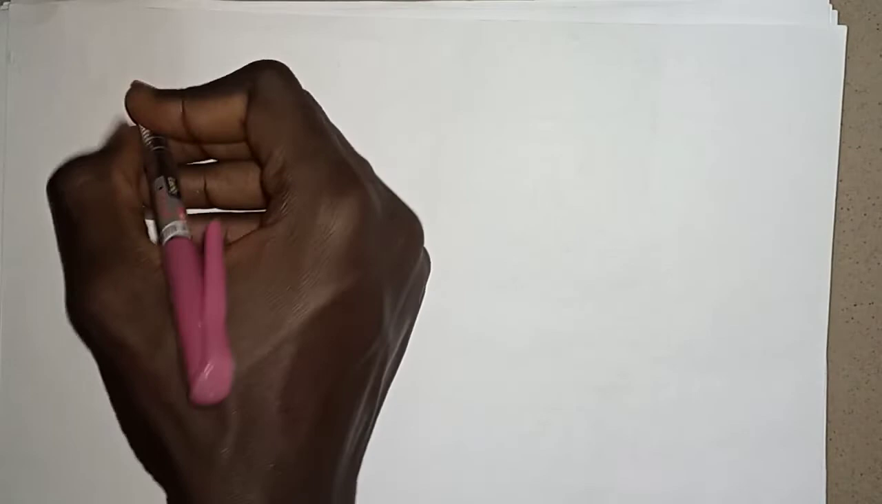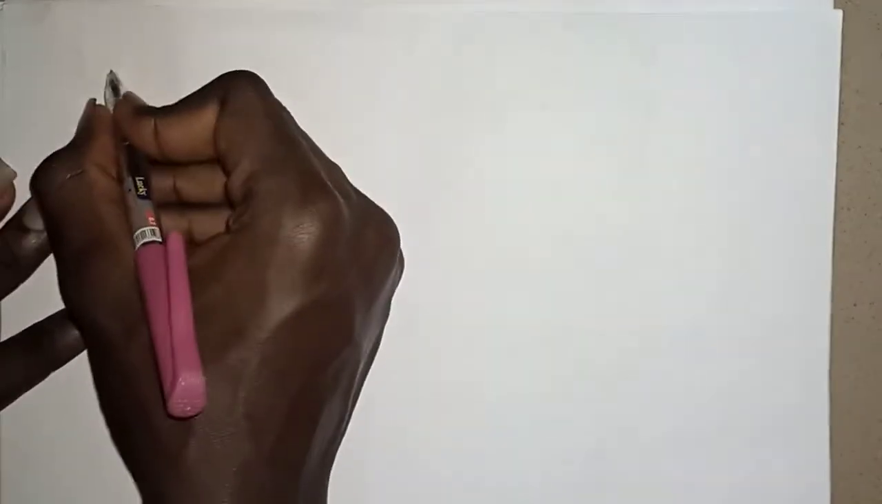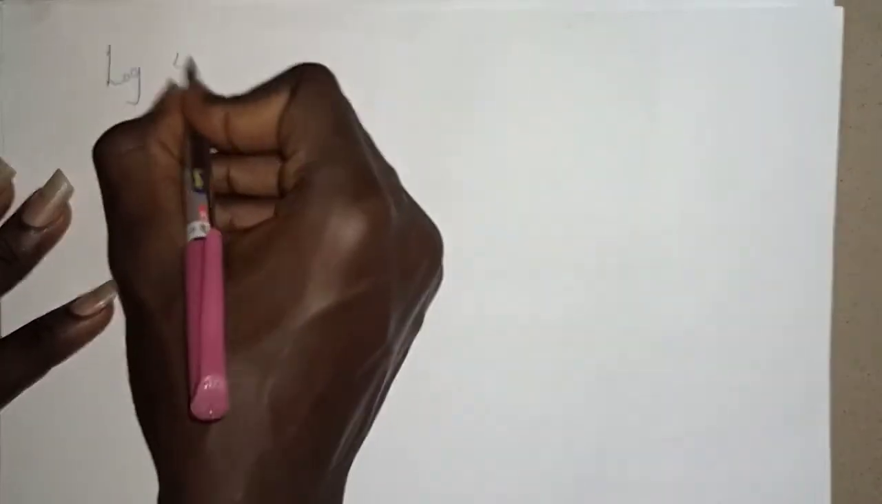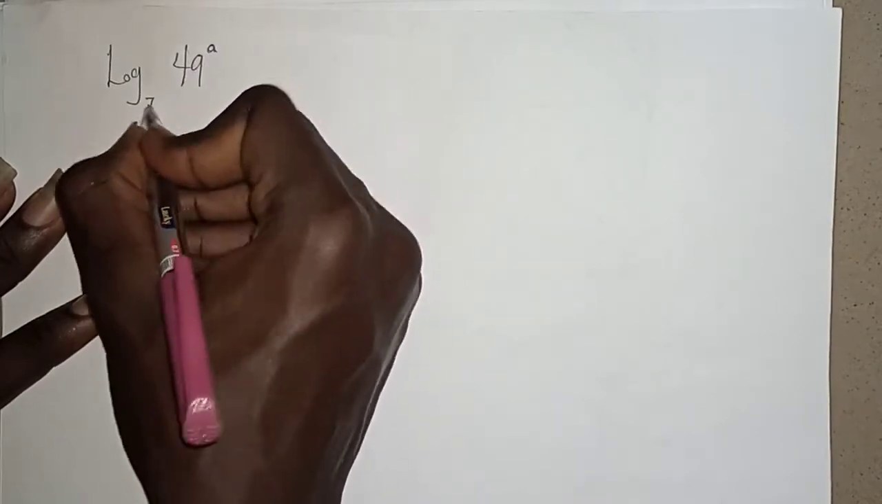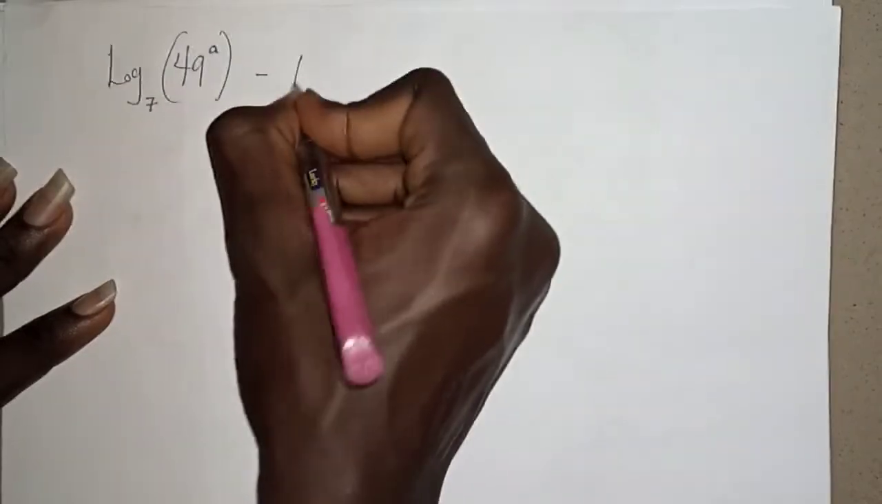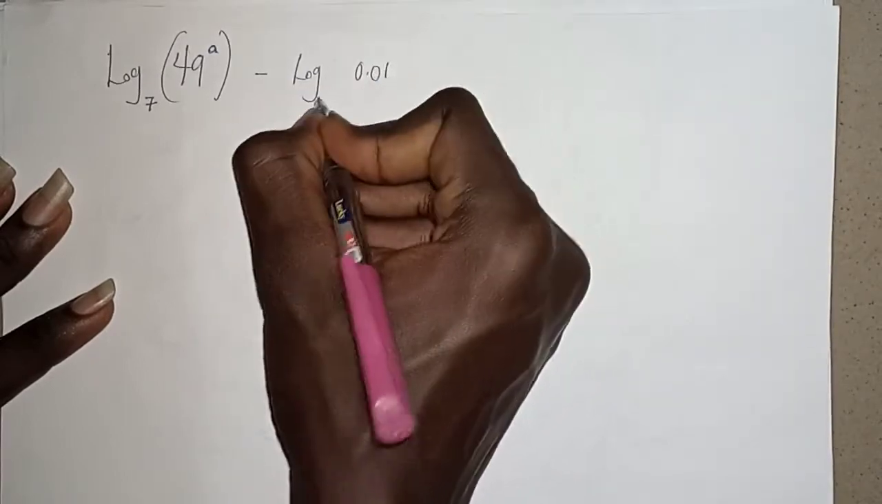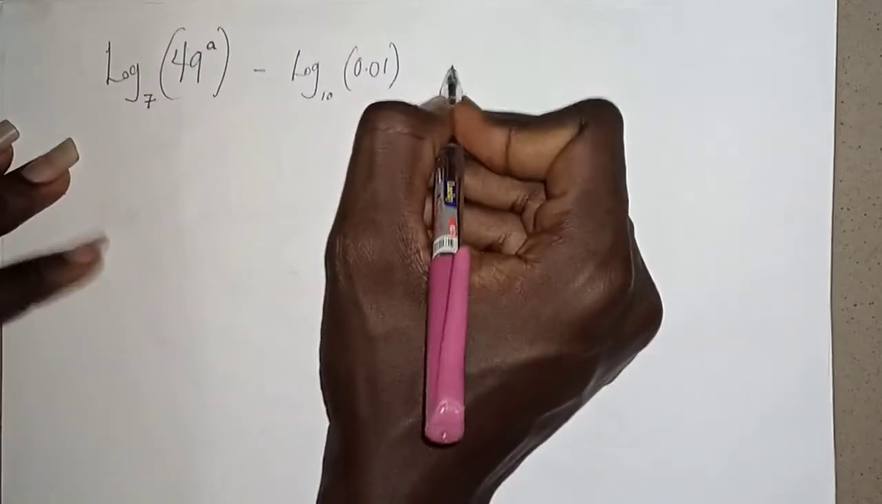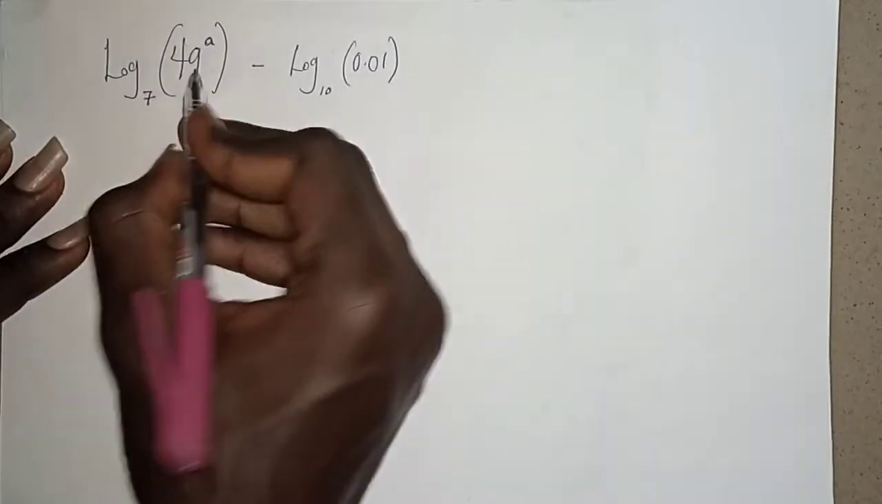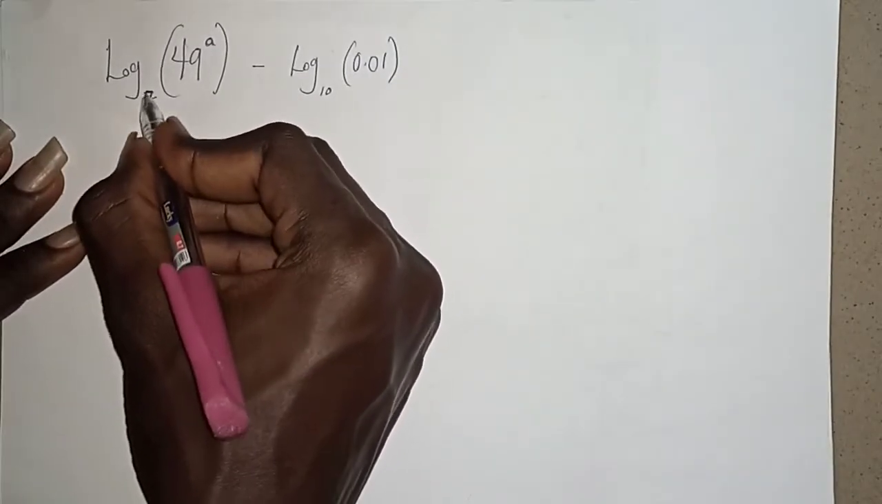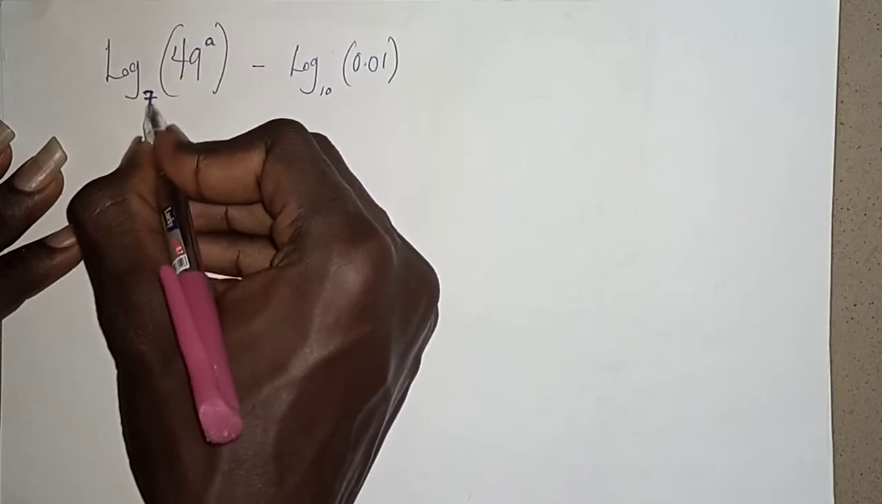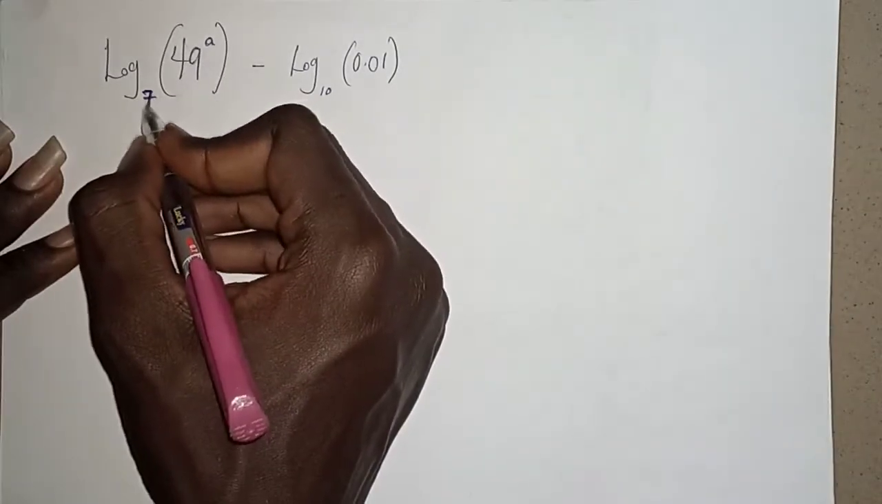Here in this case, we also have another question. Let's simplify this question: logarithm of 49 raised to the power of a to base 7 minus logarithm of 0.01 to base 10. So whatever this is going to be, I always tell you one thing. Remember the base. Just check the base first. I have 7. So can I break this down to 7? If yes, then you go ahead.